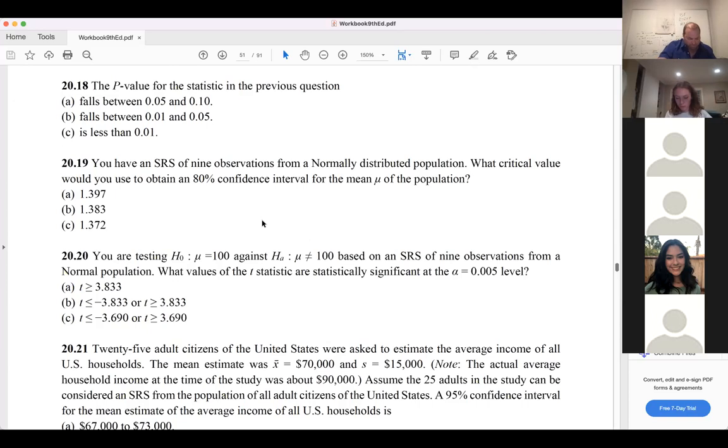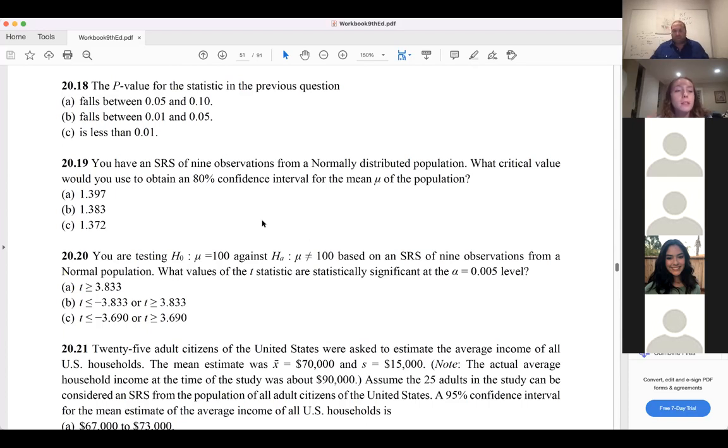It's talking about T star, right? Like what would T star be at 80%? Oh, T star. That makes more sense. Inverse T at 80%. That makes a lot more sense. Well, okay. Hold on. Yeah, that's it. You got it. Good call.